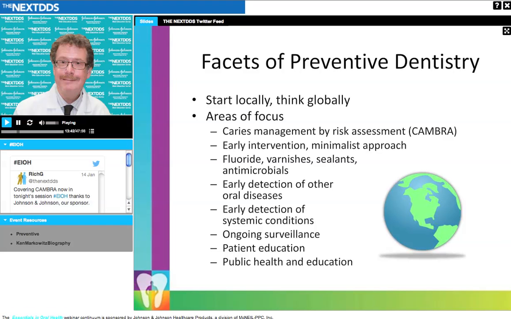Other early interventions, minimal approaches, fluorides, varnishes, sealants, early detection of other dental diseases and systemic conditions in a setting where there's ongoing surveillance, patient education, and outreach to the community. So basically we treat the patient, we treat the teeth, we also, in a sense, treat all of society and the global population in this fashion.